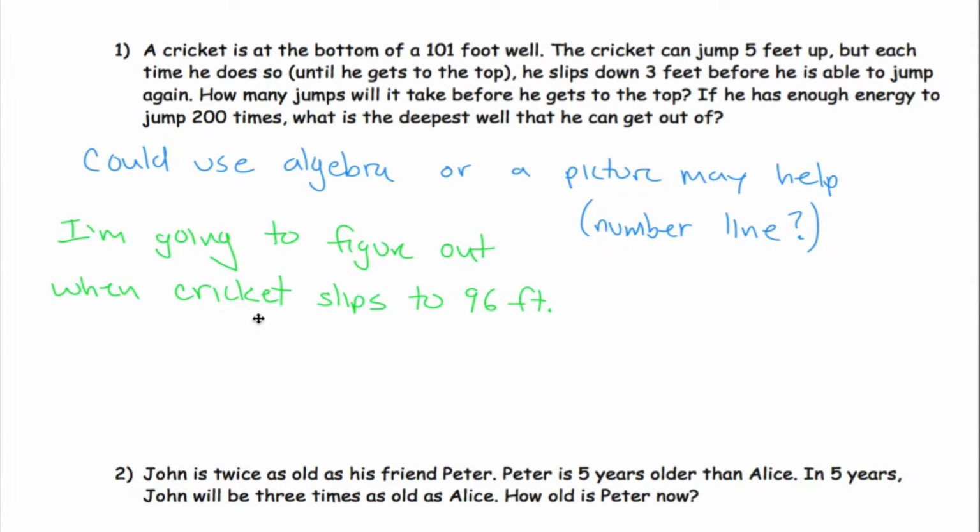Okay, when I say slips, I mean his height changes every time he jumps and then again every time he slips. And so after the first time he slips, his height is at 2 feet because he goes up to 5 and then down 3 to 2. And after the second time he slips, his height is at 4 feet. Maybe I should make a little chart to keep track. Slip number, and then height.